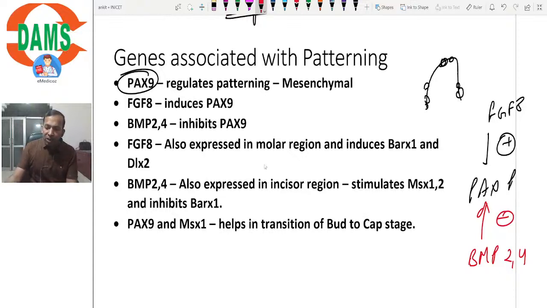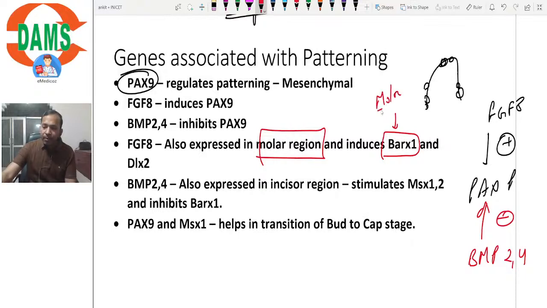So FGF8 is also expressed in the molar region, and it induces the BARX1 gene. So BARX1 is molar specific. If someone asks you which gene is molar specific, it is BARX1. The DLX2 is expressed in the distal segment. Distal segment means premolar and molar region. So DLX is responsible for the distal segment. BARX is specifically responsible for molars, right?